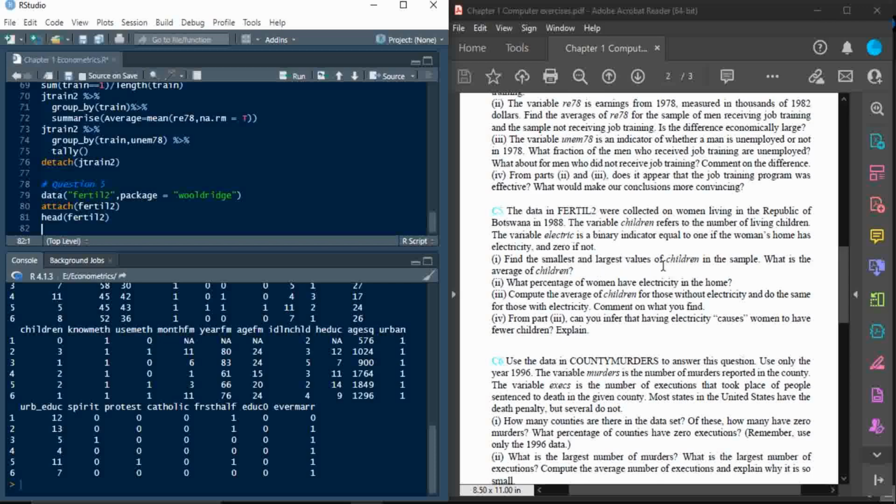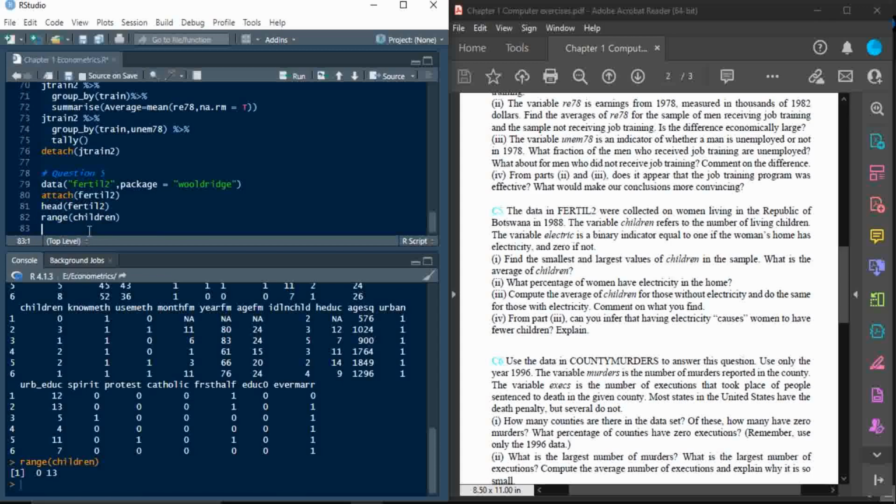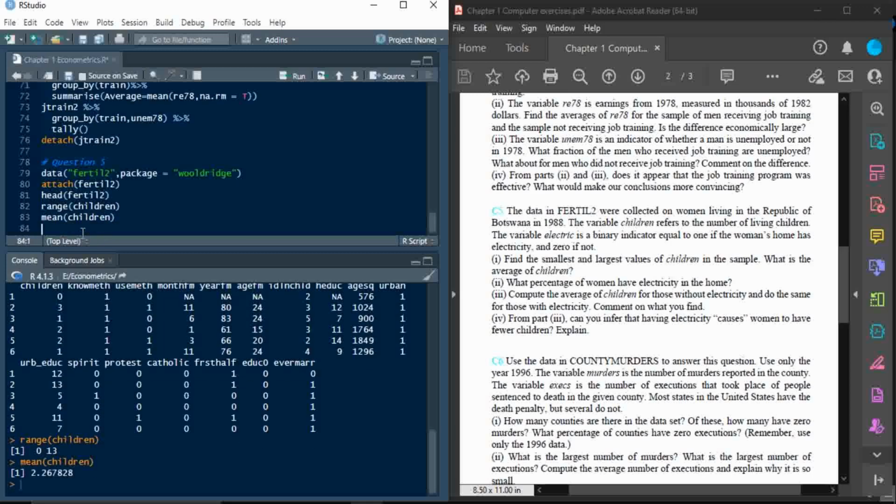Find the smallest and largest values of children in the sample. What is the average of children? So it's easy, we have done this before. Type range of children. So some women do not have a child at all, and some women have 13 children at their home. And now look at this average number of children. There are 2.26 children per woman in the sample.